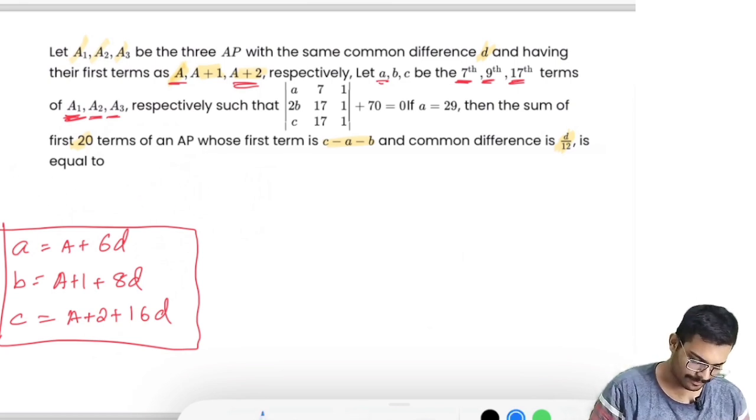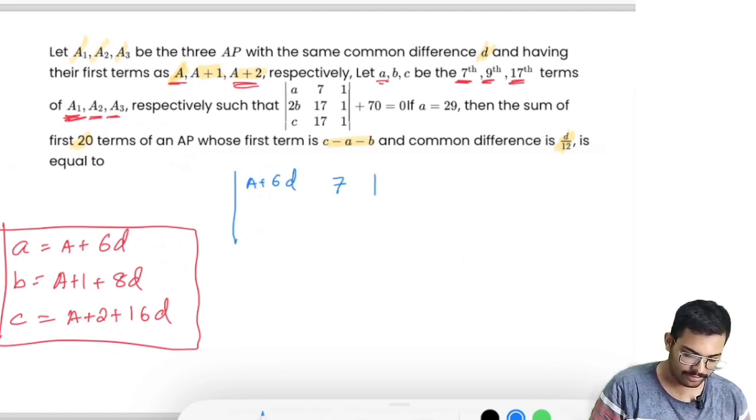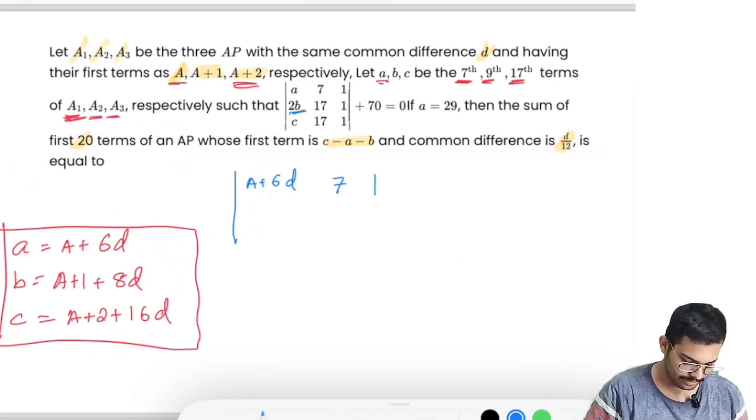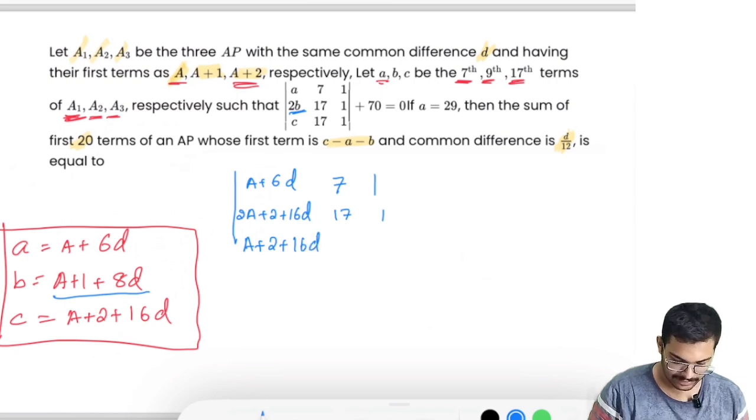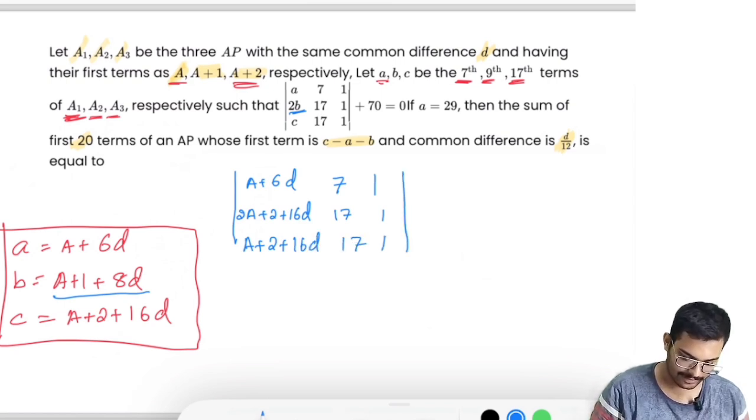We can substitute here. What is a? A plus 6D, 7, 1. What is 2 times b? It is 2A plus 2 plus 16D, then 70, 1. What is c? c is A plus 2 plus 16D, then 17, 1. I have substituted all values, plus 70 equal to 0.